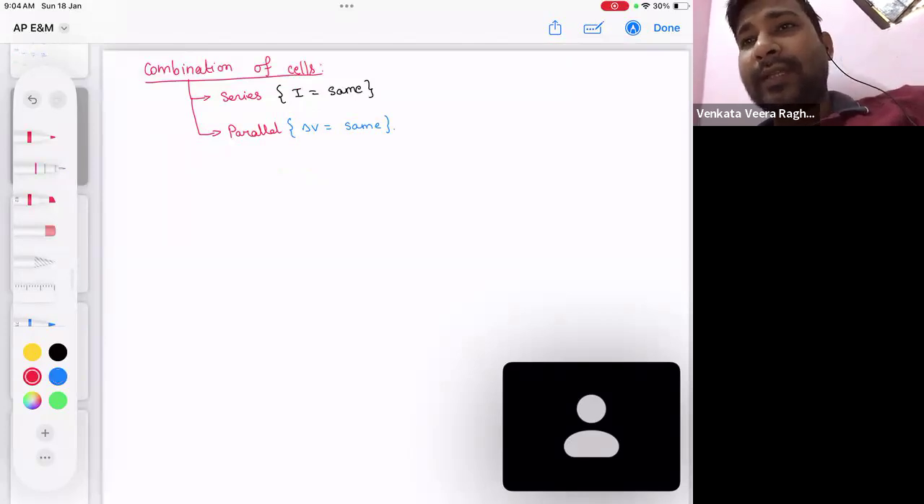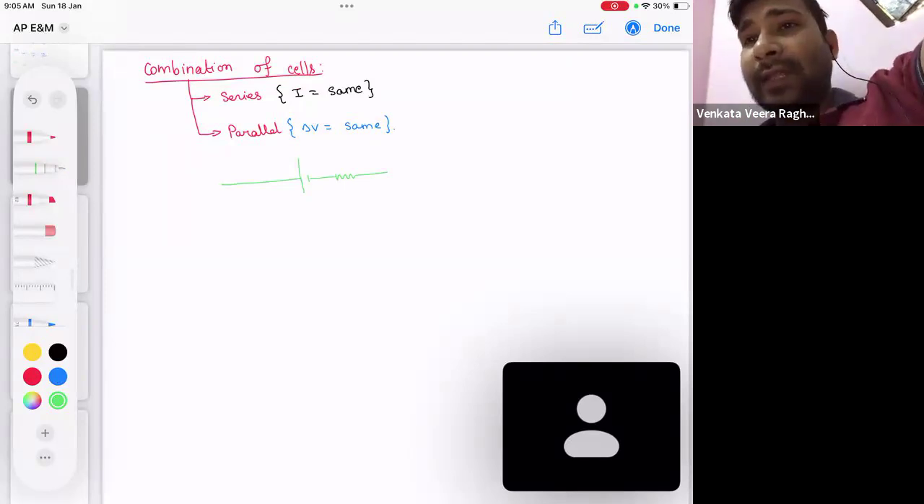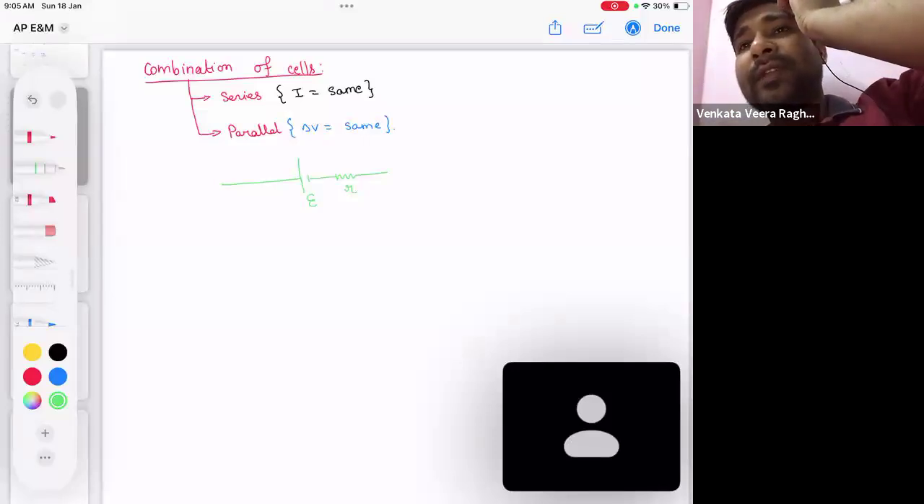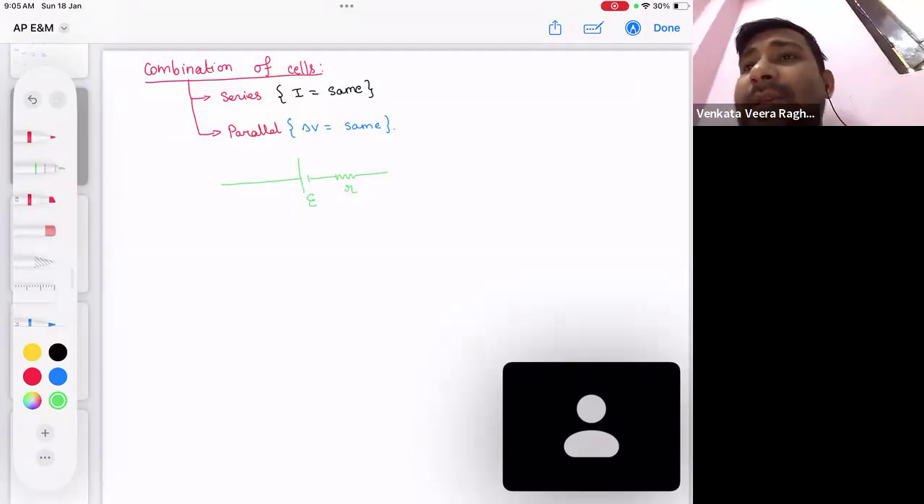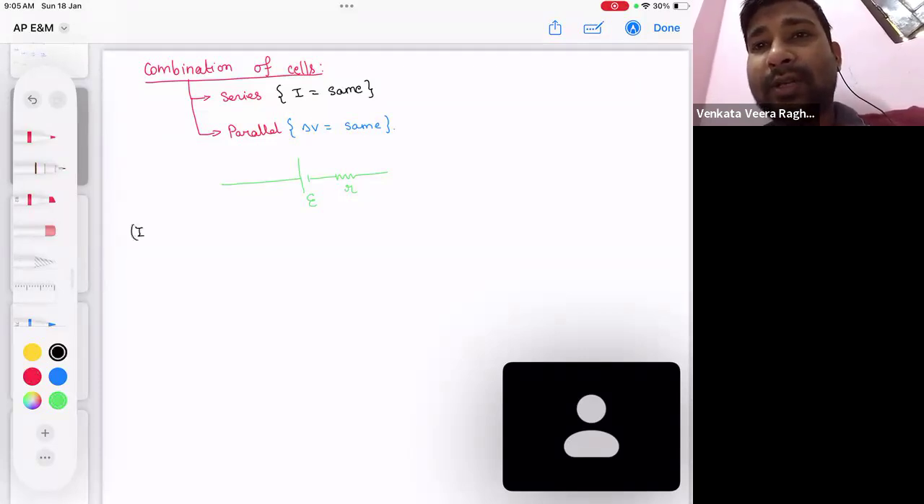And cell means a source of EMF. This is the representation of the cell. Every cell will have EMF. This E represents the EMF of the cell, and a small r represents the internal resistance of the cell. Means every cell will have some internal resistance as well. Clear? Every cell has EMF and internal resistance. Now, let's discuss the first thing, the series combination.